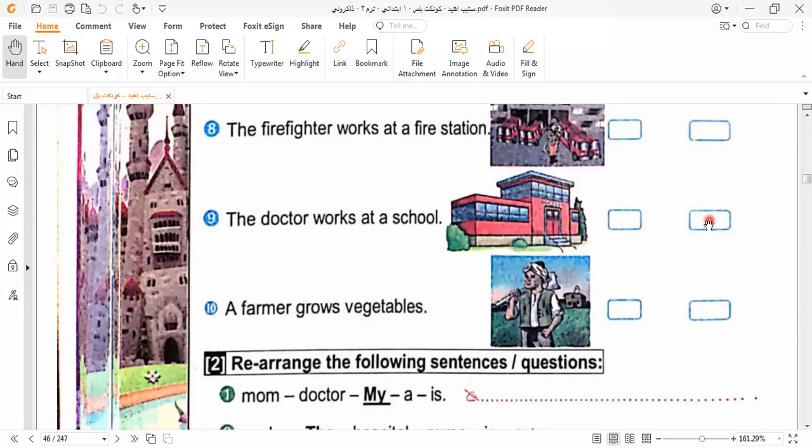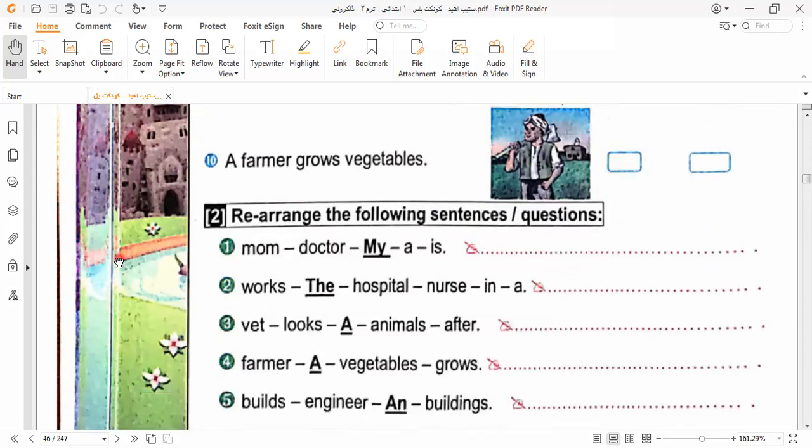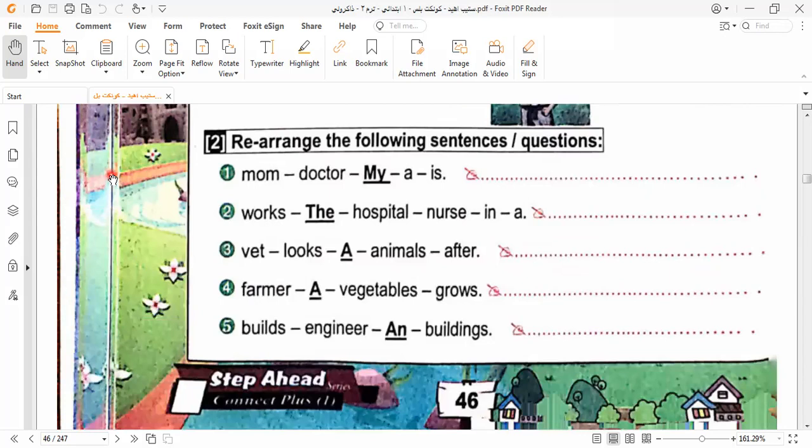So is the answer here? It will be no. A farmer grows vegetables. So yes, I would say yes here. Let's do this exercise. As we know before, we have a rule: subject plus verb plus object. We must know this rule to answer this question. The subject can be a pronoun and can be a noun. In the question form, we replace the verb instead of the subject.